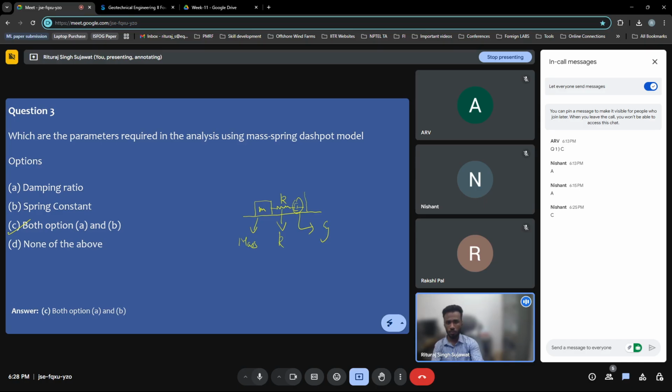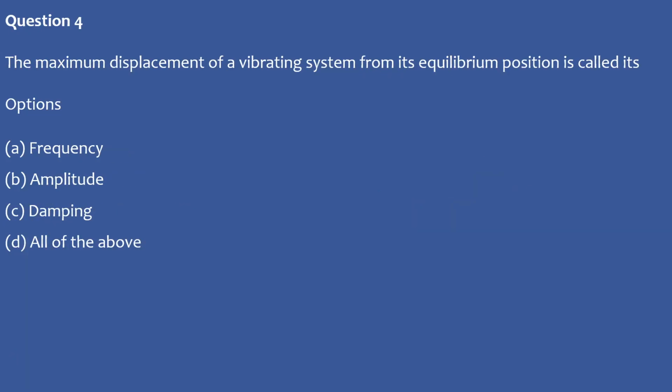So let's move to our fourth question. What do you call the maximum displacement of a vibrating system from its equilibrium position?